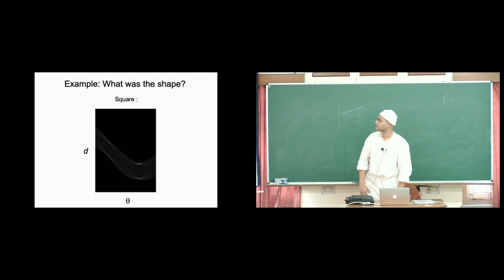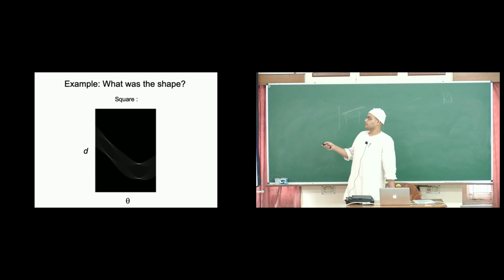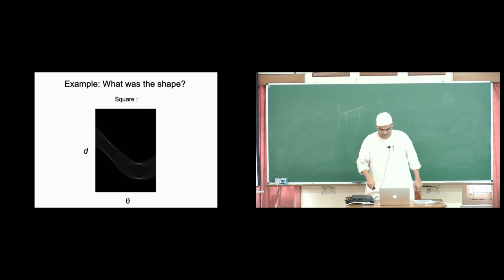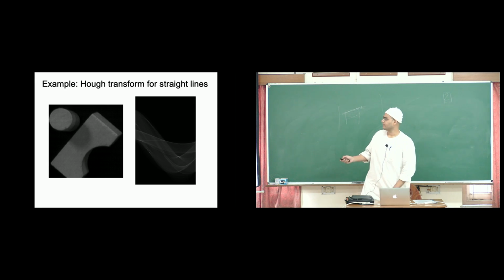So at this point, what is the shape? This shape is a square, because you can see the points. So these two lines are going to have the same what? Same theta. That means the angle.